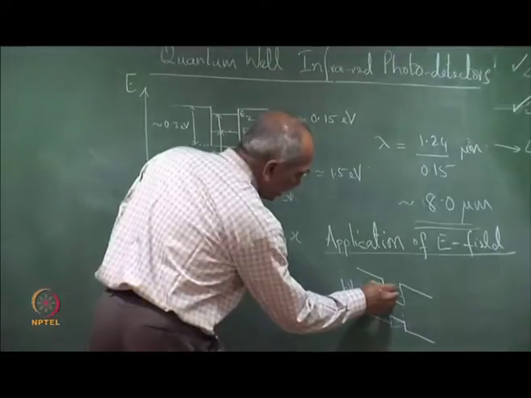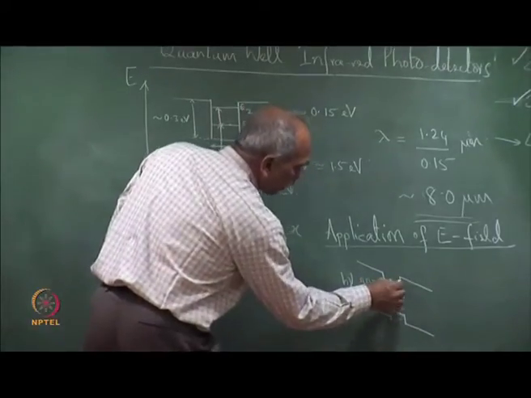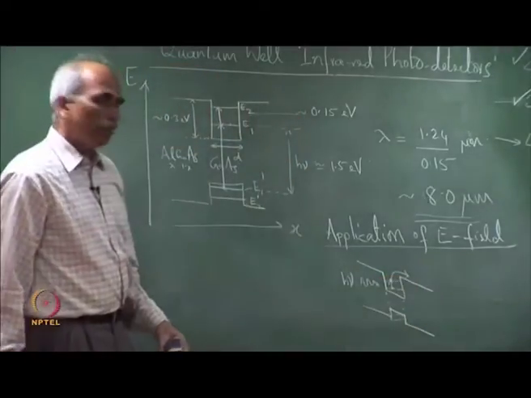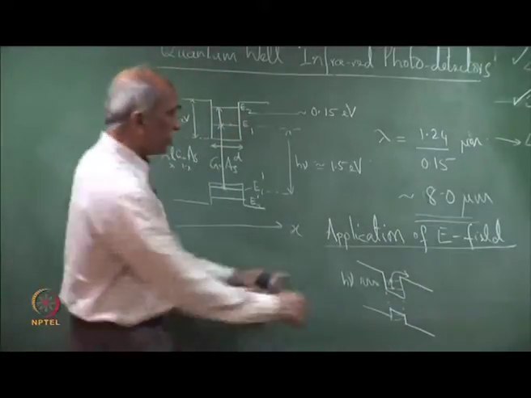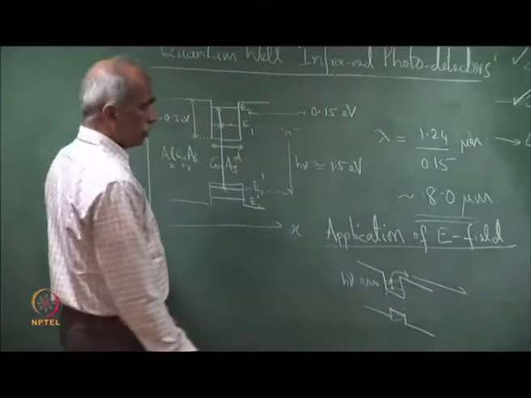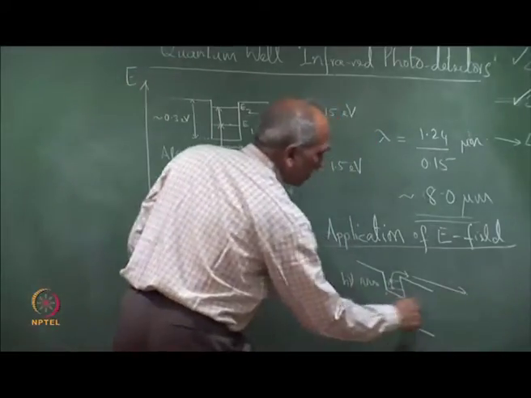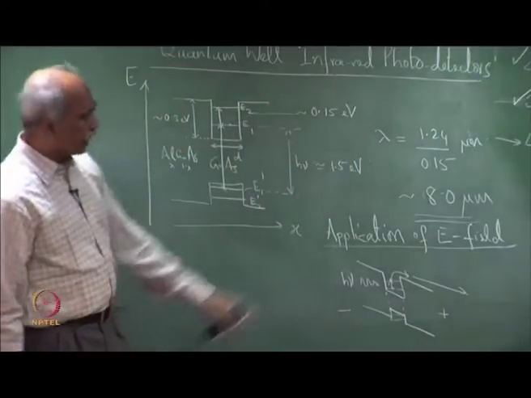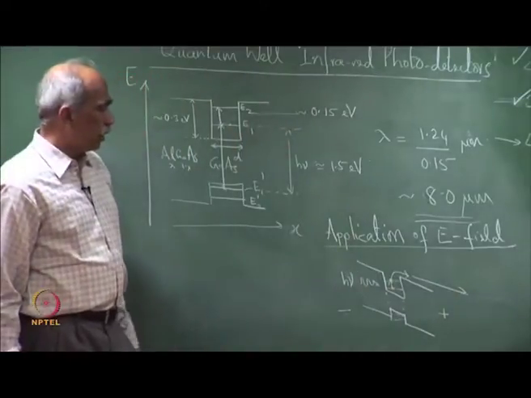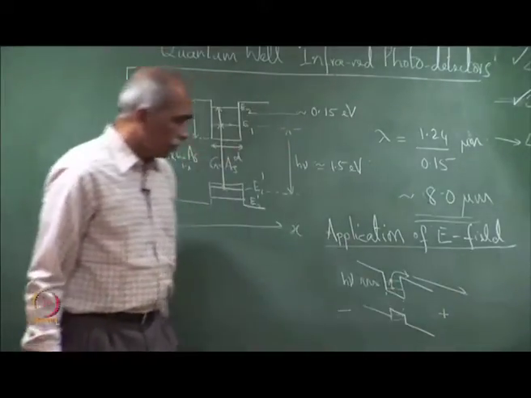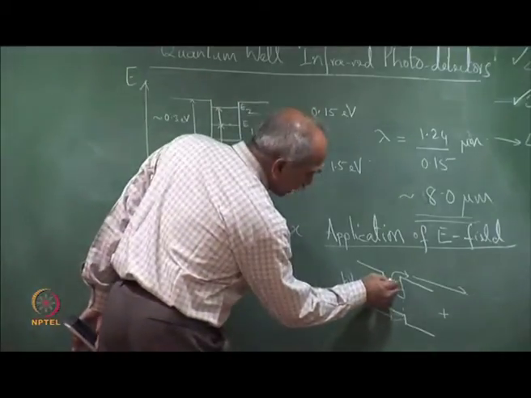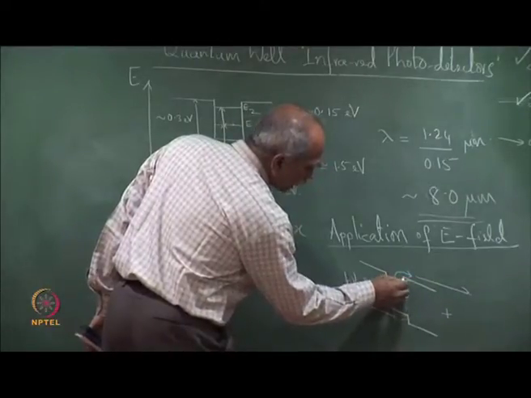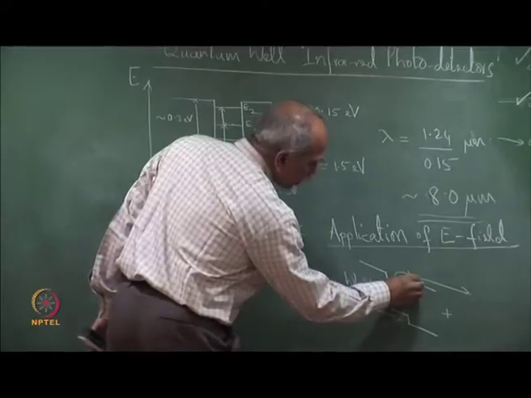The electron which is here can, because the potential barrier is now much smaller, spill over. That is thermionic emission, mounting over the barrier, and then it will be swept to this end because of the applied electric field. On this side we have applied a positive and on this side a negative, so the electron will be swept to the positive electrode. It can also tunnel through, because now the barrier thickness here is very small, so the electron could tunnel through and come out.